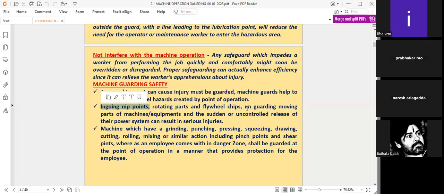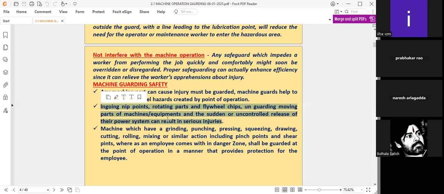The flywheel chips. Unguarded moving parts, machinery and equipment, and sudden or uncontrolled release of their power system can result in serious injury. Somebody opens the isolation. We put up a man-at-work board, and after completion of the work the man-at-work board should be removed. Okay, very good. But if the man-at-work board is removed without completing the work, somebody opens the isolator and runs it, definitely hazards will occur. Serious injuries can result. Therefore, the running part should always be guarded.